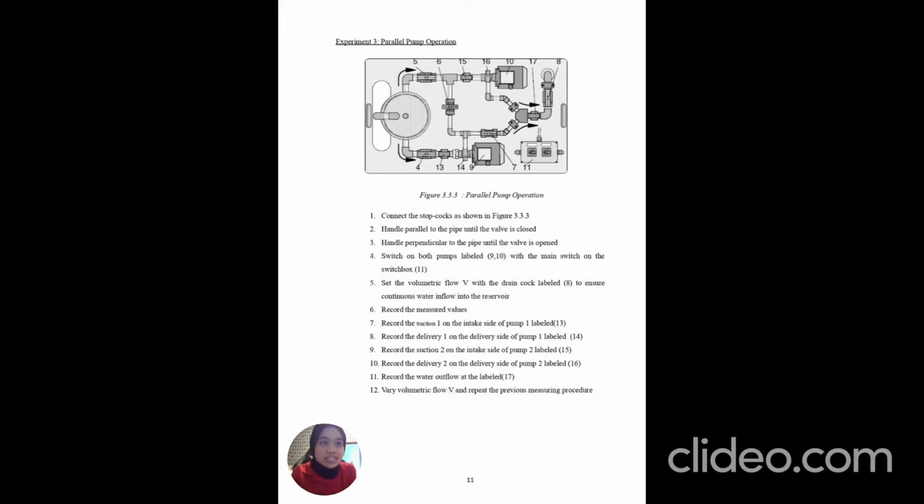And lastly, this is for the parallel. The steps are the same as the previous one. We just have to record the suction 1 on the intake side of pump 1, the delivery 1 on the delivery side of pump 1, the suction 2 and the delivery 2 at the side of pump 2, and record the water flow at the label.